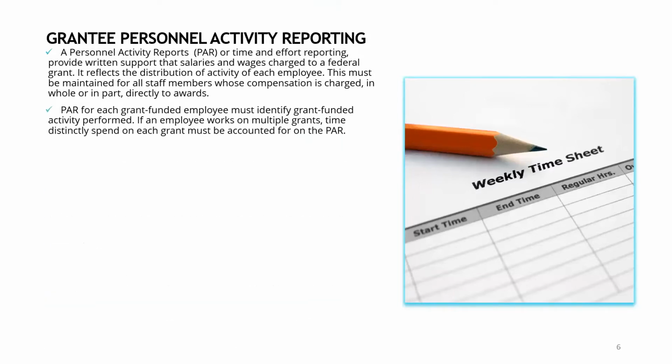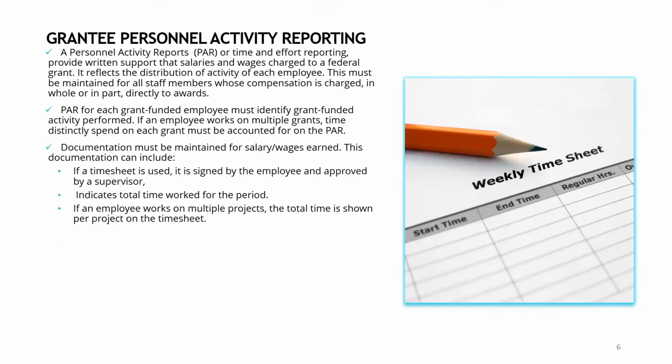PAR for each grant-funded employee must identify grant-funded activity performed. If an employee works on multiple grants, time distinctly spent on each grant must be accounted for on the PAR. Documentation must be maintained for salary and wages earned. This documentation can include, if a timesheet is used, it is signed by the employee and approved by the supervisor. It indicates the total time worked for the period. If an employee works on multiple projects, the total time is shown per project on the timesheet.